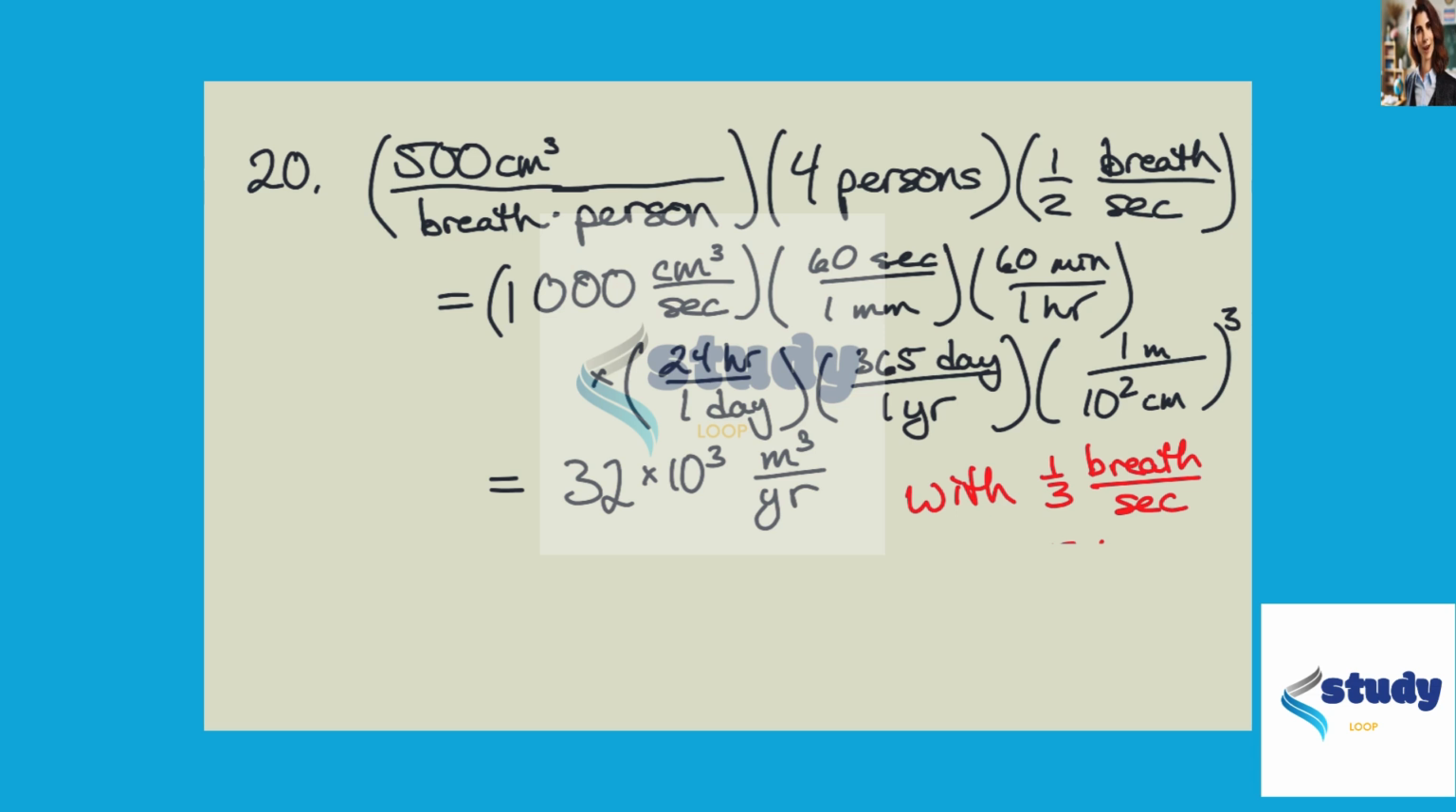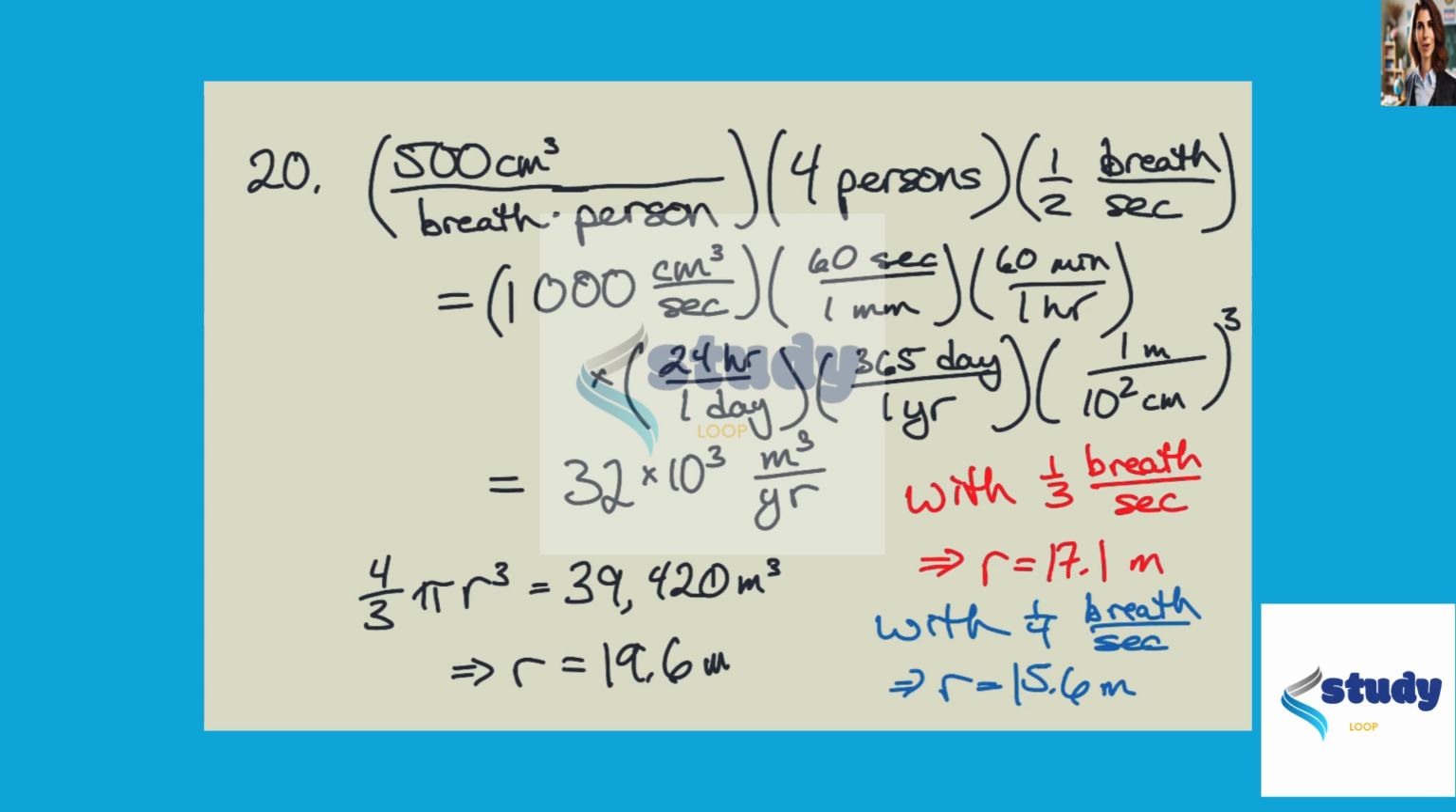And if we're asked what the radius of the sphere would need to be, the volume of a sphere is 4/3 pi r cubed. And if we, oops, that's the wrong value there. If we plug in this volume of air that we have in a year, then we get a radius of about 20 meters.